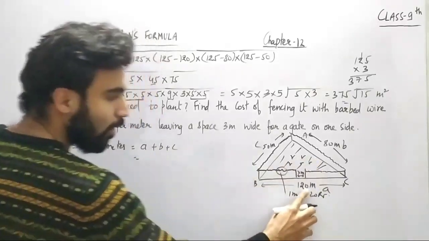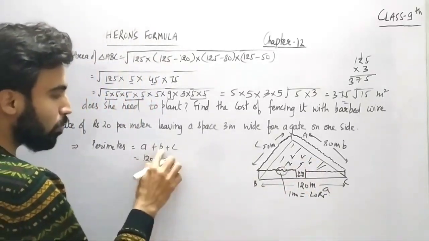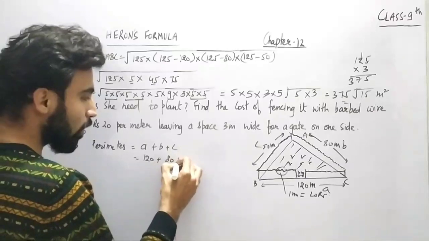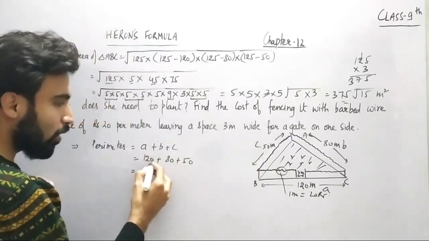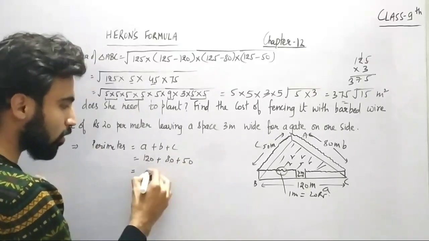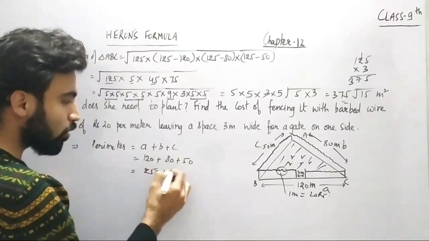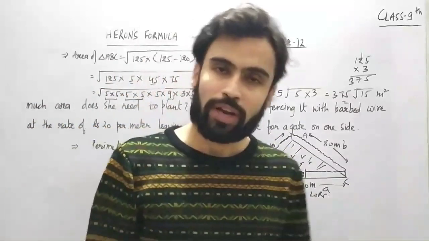So here you can see the value of a is 120 plus the value of b was 80 plus the value of c is 50. So this is going to be the perimeter here. So 120 plus 80, that is 200. 200 plus 50, that is 250 meters, right? So this is the perimeter of this triangular garden, right?